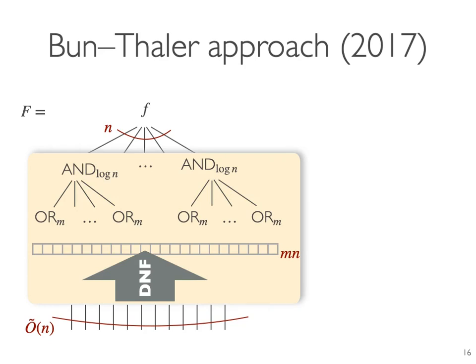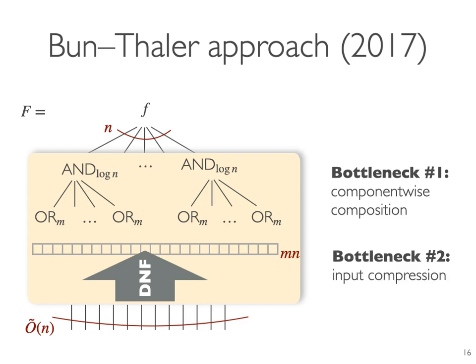There are two major bottlenecks here: component-wise composition and input compression. They both require expensive circuitry, as a result of which the hardness amplifier is a depth 3 circuit that cannot be flattened without the size blowing up.